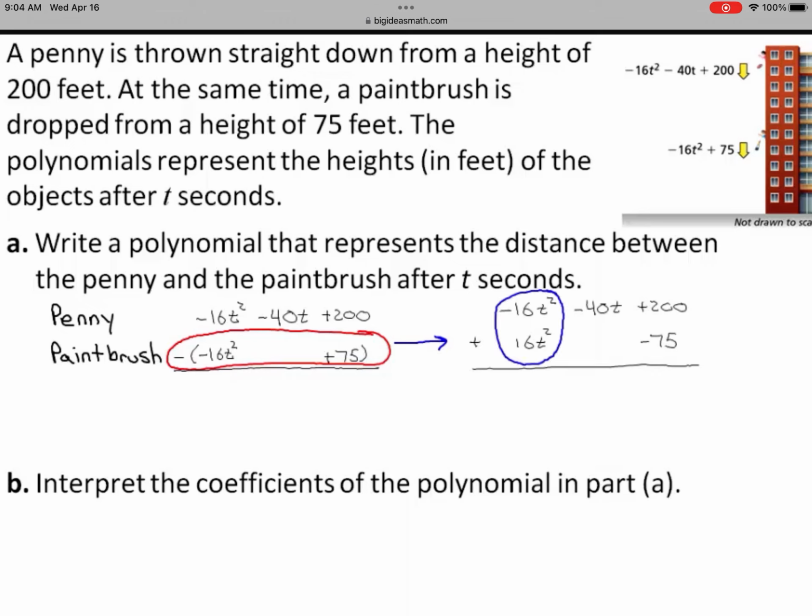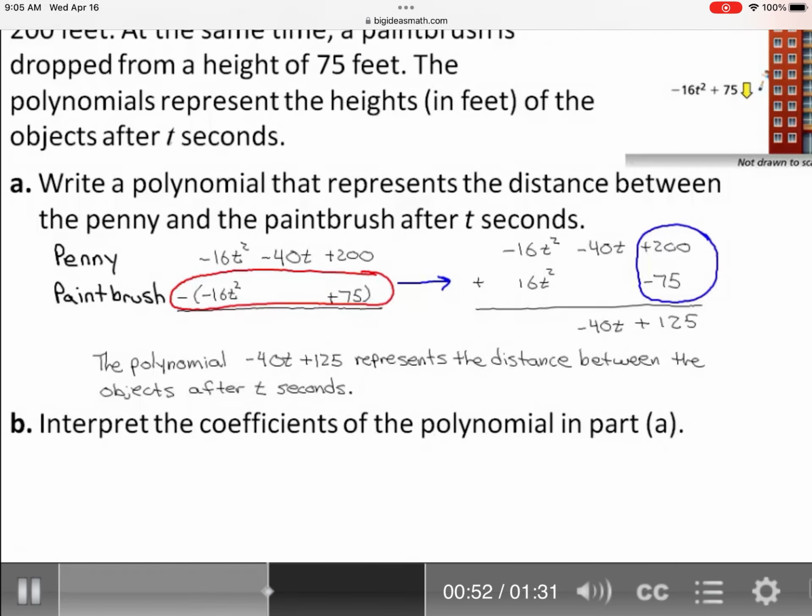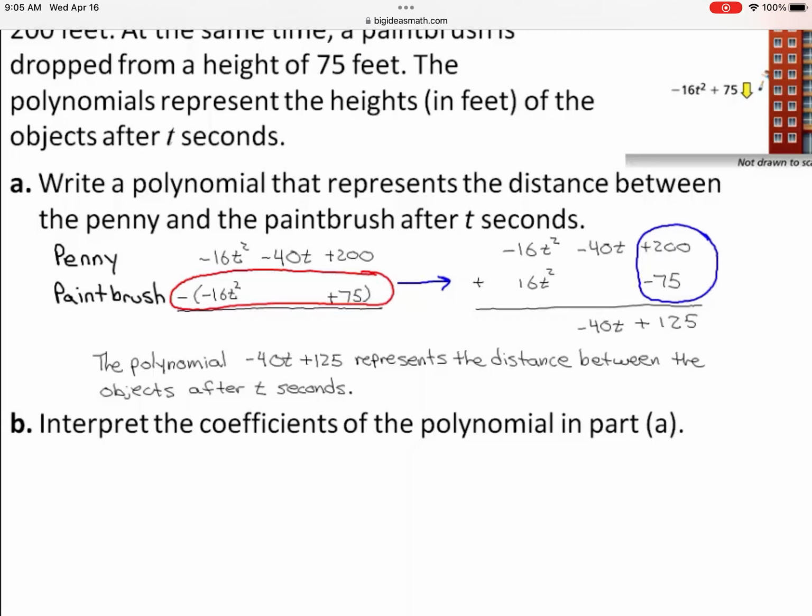Negative 16t squared plus 16t squared equals 0. Negative 40t plus 0 equals negative 40t. And 200 plus negative 75 equals 125. So the polynomial negative 40t plus 125 represents the distance between the objects after t seconds.